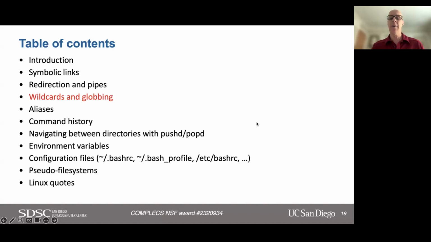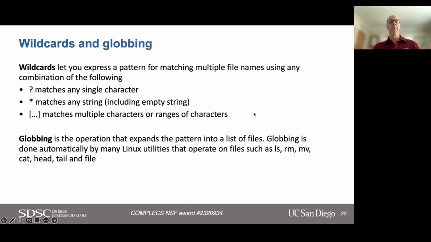All right, so we're going to move on to wildcards and globbing. Wildcards let you express a pattern for matching multiple file names using any combination of the following: a question mark matches any single character, the asterisk matches any string, including empty strings, and a list of characters or a range of characters in square brackets allows us to match multiple characters or a range of characters.